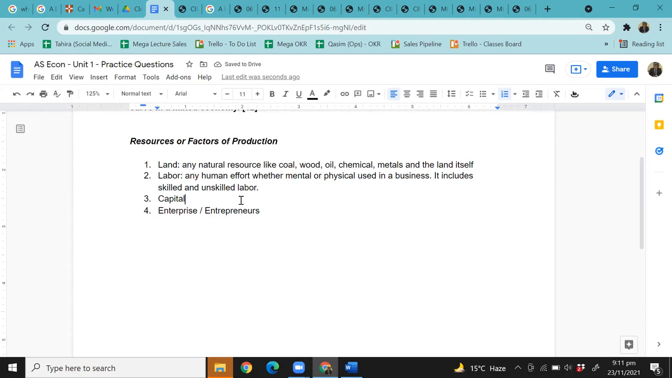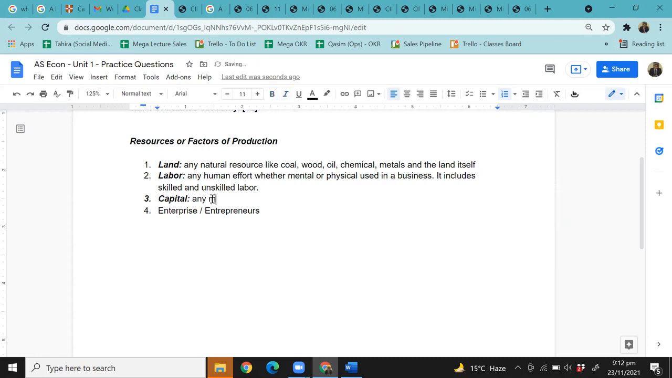Now, what is capital? Now, this is interesting. A lot of students confuse capital with the finance, the money, right? Because normally whenever we are sitting and having casual talk, we say, "Oh, we need capital to start a business," right? But in economics, capital has a very specific meaning, and that meaning is any man-made resource. So any man-made resource would be defined as capital, right?